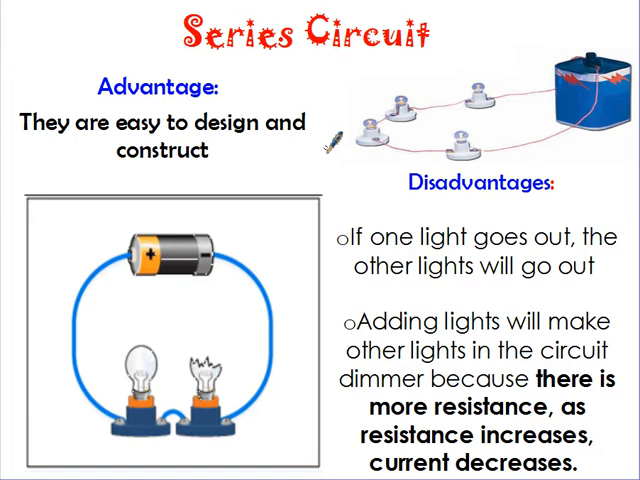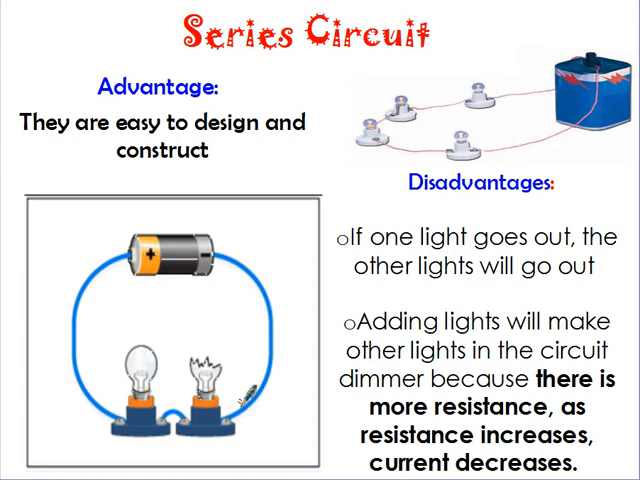I already told you about the Christmas tree lights, but if one light bulb goes out, all others in the circuit will go out. That's because they're on the same path, and in one, this now creates a gap. If there's a gap in the circuit, your electricity can't flow. Okay? Major disadvantage there.